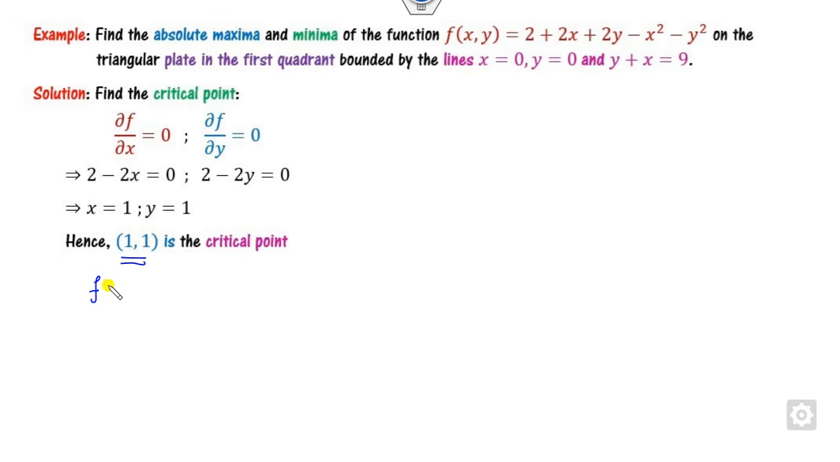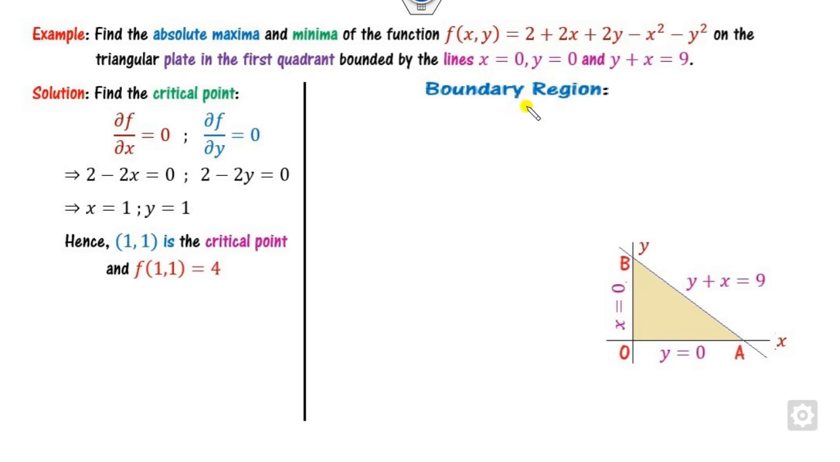Once you know this critical point, calculate the value of f at (1, 1) by substituting this value here, and you will get the answer. Now we can draw these boundary regions: x is 0, y is 0, and here this is my bounded region.